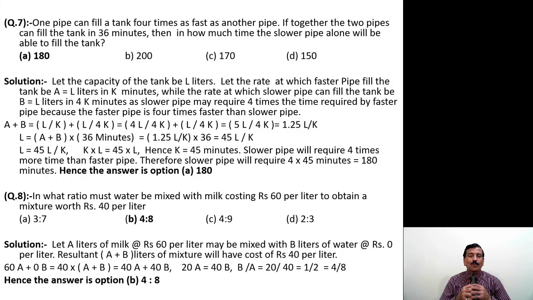In what ratio must water be mixed with milk costing 60 rupees per liter? So water here we are assuming 0 rupees per liter. Milk 60 rupees per liter. What proportion they should be mixed in, we don't know. So we assume that A liters of milk and B liters of water are the resultant mixture, and we get the answer. Next.